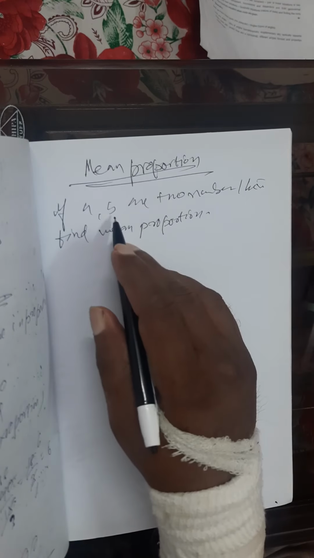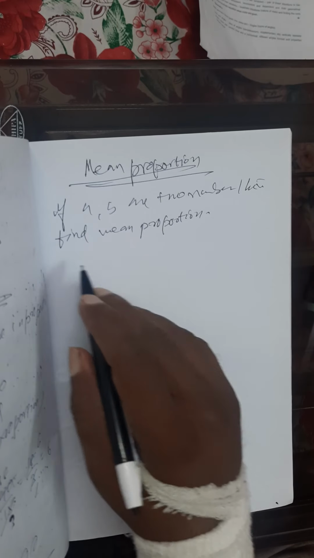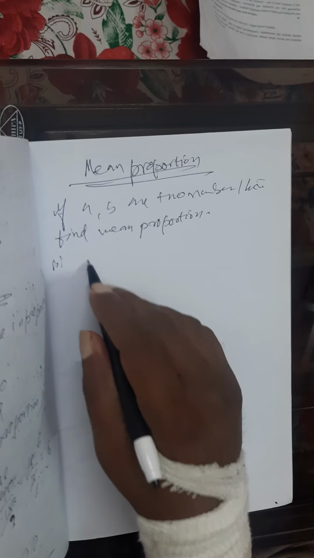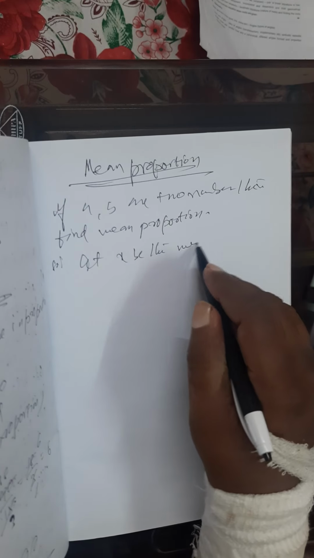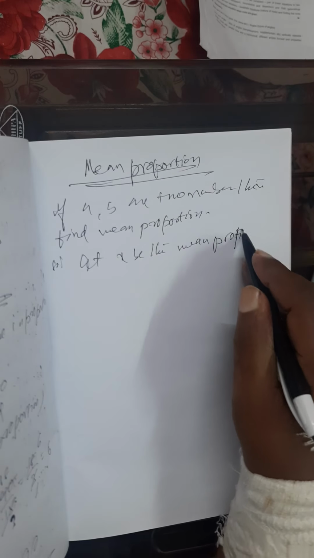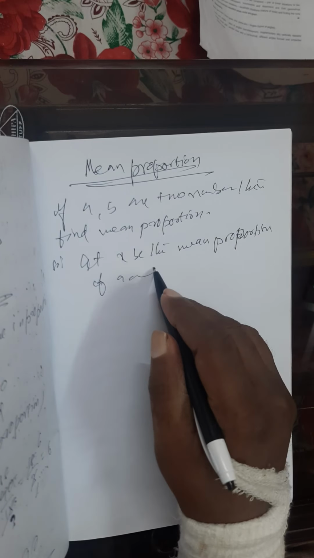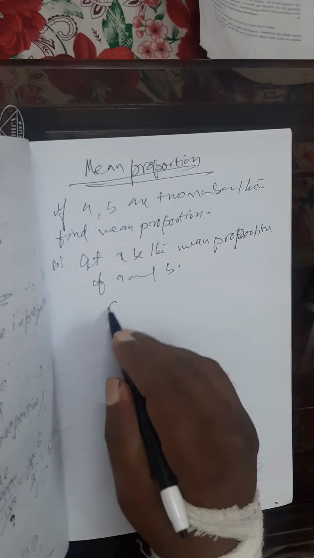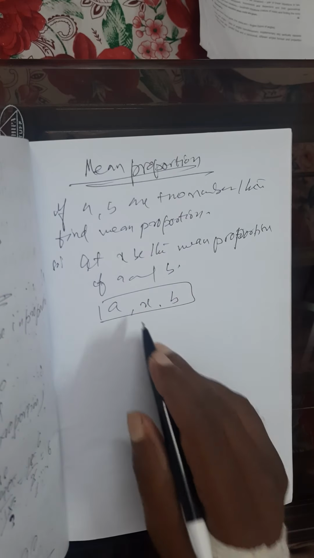Okay, A and B are two numbers, and we have to find the mean proportion. In between these you have to find a number. Suppose we let x be the mean proportion of A and B. That means A, x and B are there. We have to find x.